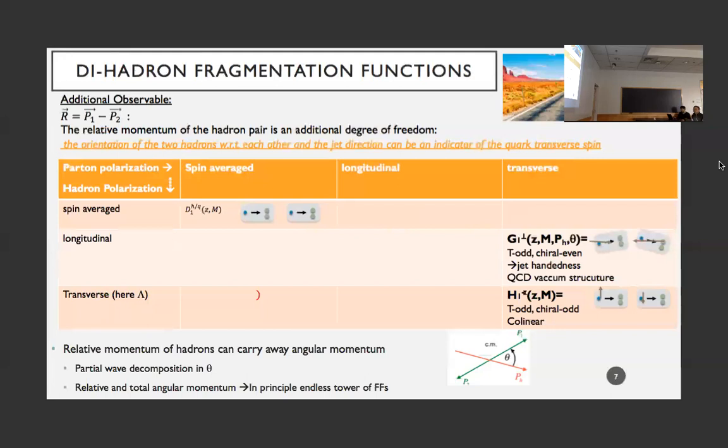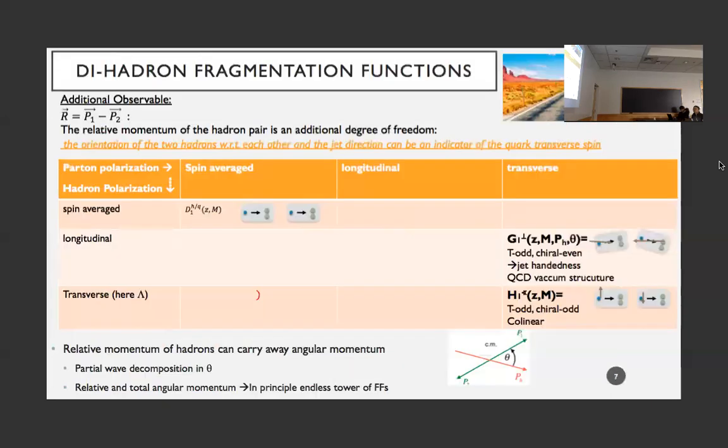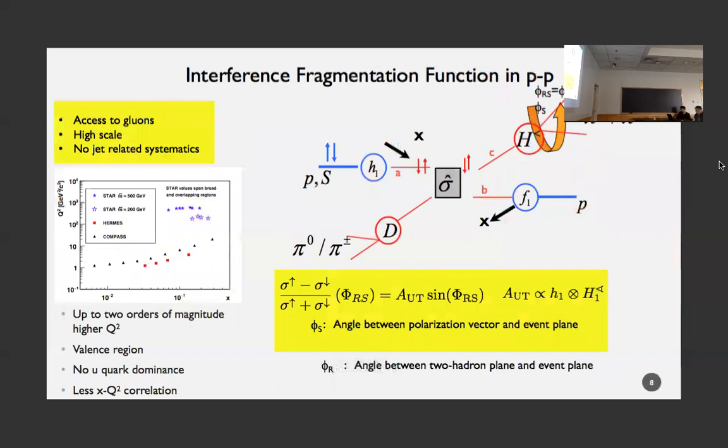In any case, still a worm-gear. That one is called H1T. If it's H1L, it's the non-transverse part, but the hadron is here. I just put G1 perp in the wrong matrix because I confused myself with the hadron patterns.